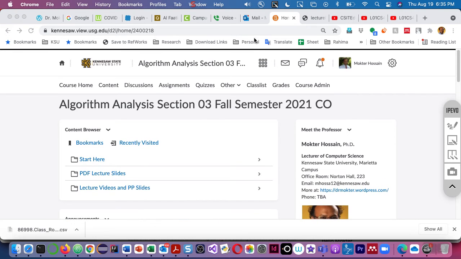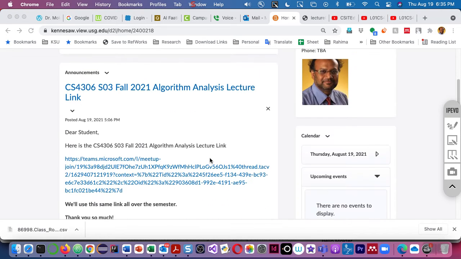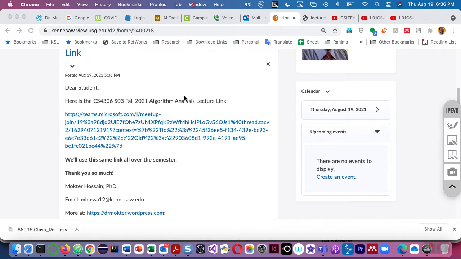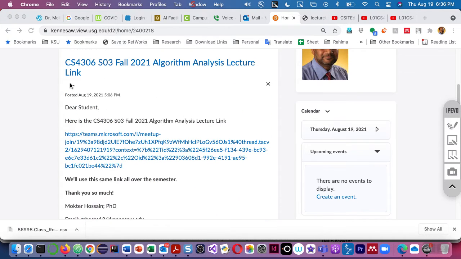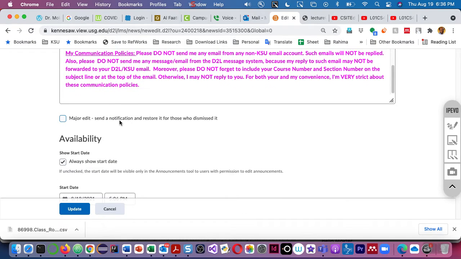So this is our D2L. All announcements will come through D2L, so please check D2L. When I send an announcement in D2L, do you receive an email? Okay, that's good. And it says when I make some major edits, send a notification and restore it for those who dismissed it, or something like this. You get this, right?